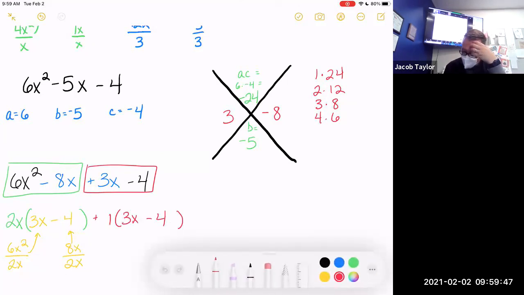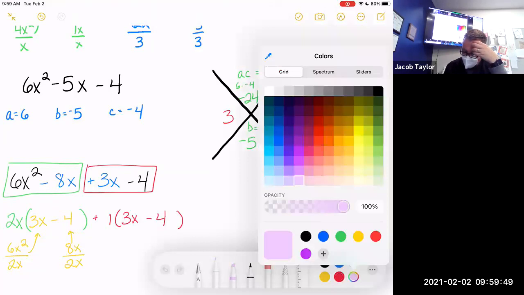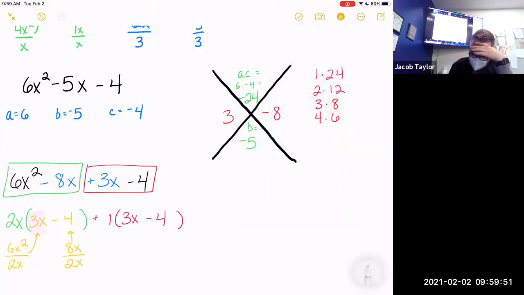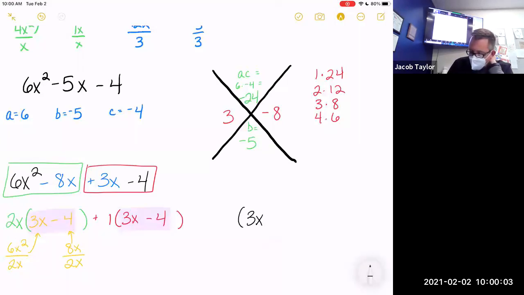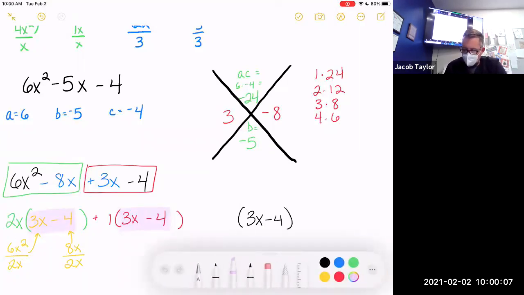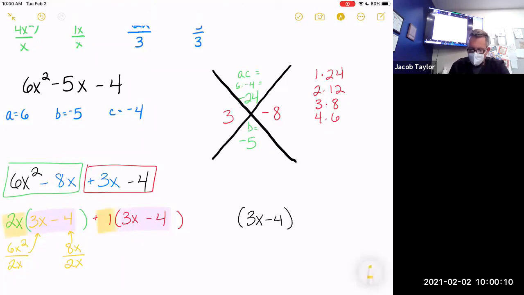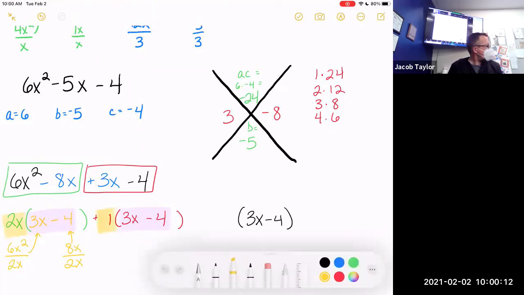Well, let's see. How are we feeling about this one? The parentheses are the same. I'm going to use my dark taupe highlighter there. So one set will be 3x minus 4. Outstanding. The other set of parentheses is going to be whatever I'm left over with, which is going to be the 2x plus 1. Amazing.